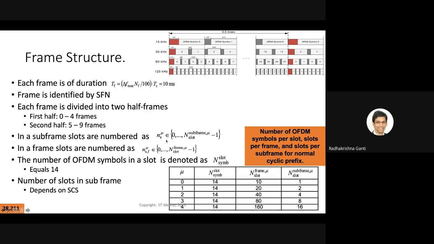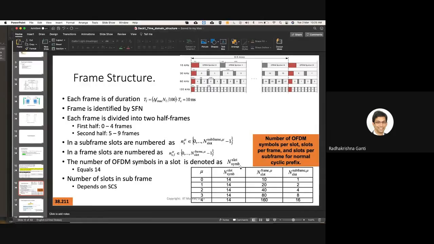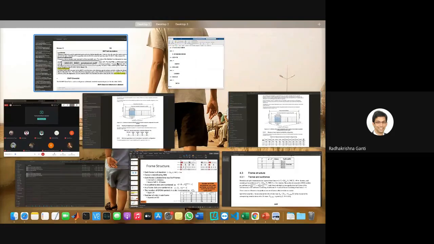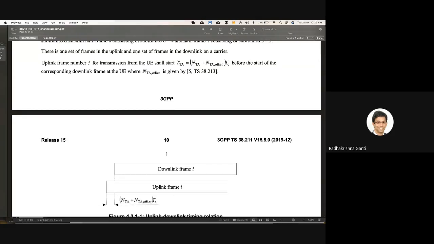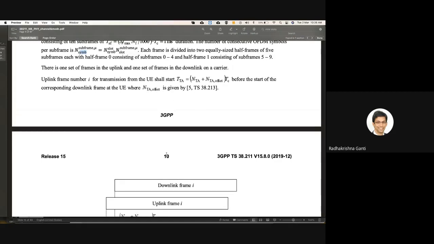Let's read the spec again. Any questions till now? I'm going through this in detail because for the first 1-2 classes I will do this so that we understand how to read the spec, and then I will not do it in such great detail every time.